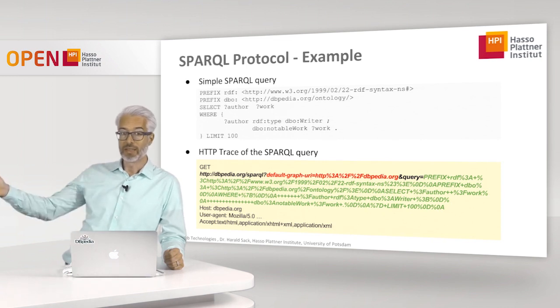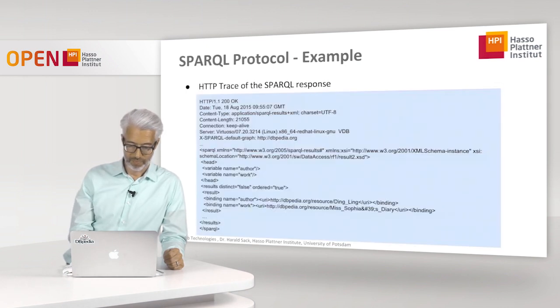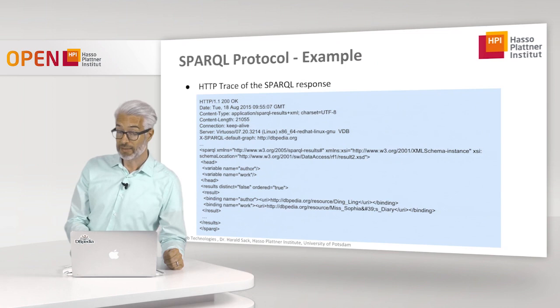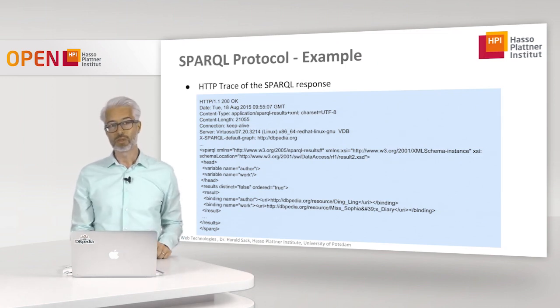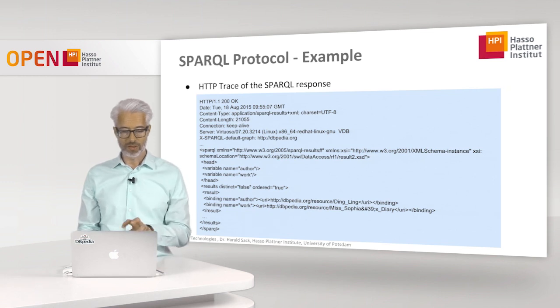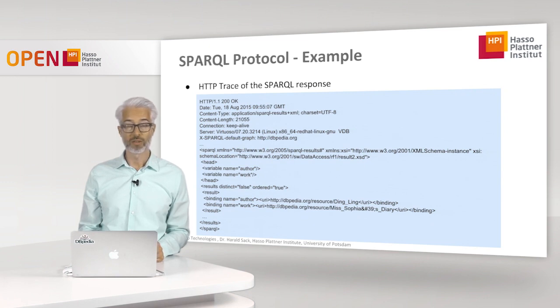So this is the HTTP request that is sent directly to the SPARQL server. The SPARQL server processes this request, and then the message that will be returned from DBpedia is here in the blue box given. So this is the HTTP response. You see here it was a positive response. So the server answered with the code 200, which means, yeah, everything is okay. You will get a positive response.